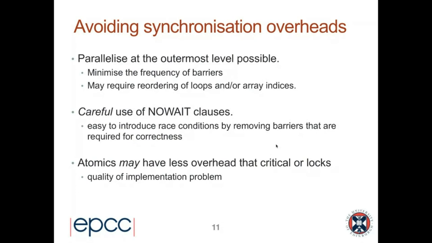So what are some of the things we can do to avoid synchronization overheads? What typically happens, particularly if we're working with legacy code, is you go looking for the loops where most of the execution time is, and the easiest thing to do is to parallelize the innermost loops, because those are easiest to analyze. They might not need any refactoring. You can just add a parallel do or parallel for directive and get something working. But that might mean that you have an awful lot of barriers and there isn't that much computation going on between them.